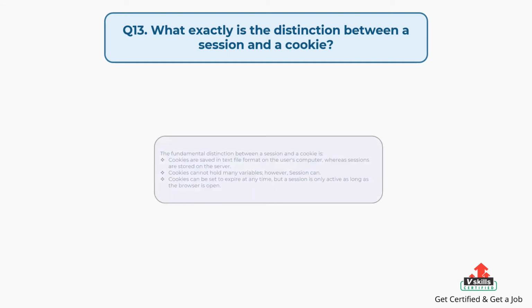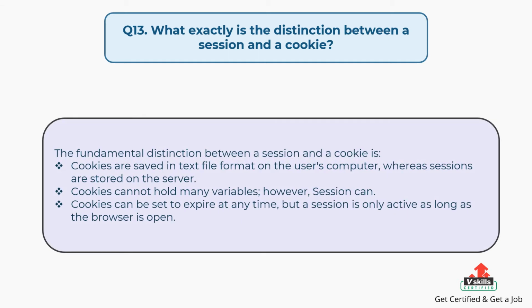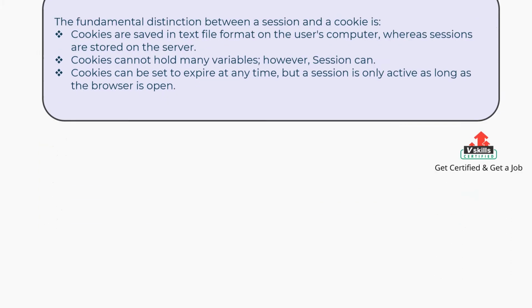Question number 13. What exactly is the distinction between a session and a cookie? The answer is: the fundamental distinction between a session and a cookie is: cookies are saved in text file format on the user's computer, whereas sessions are stored on the server. Cookies cannot hold many variables, however, session can. Cookies can be set to expire at any time, but a session is only active as long as the browser is open.